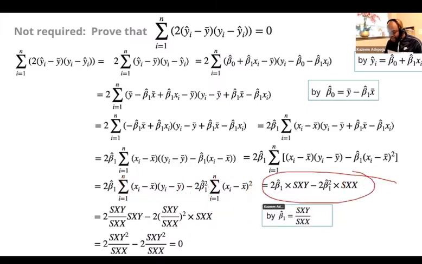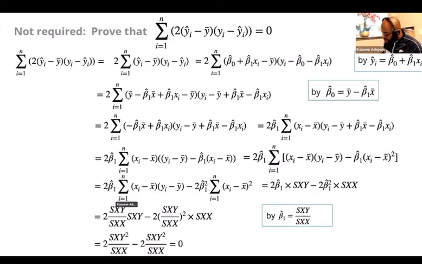Now, we are here. You can decide to divide both sides by this ratio. If you take a look at this guy, it's the same thing as this.